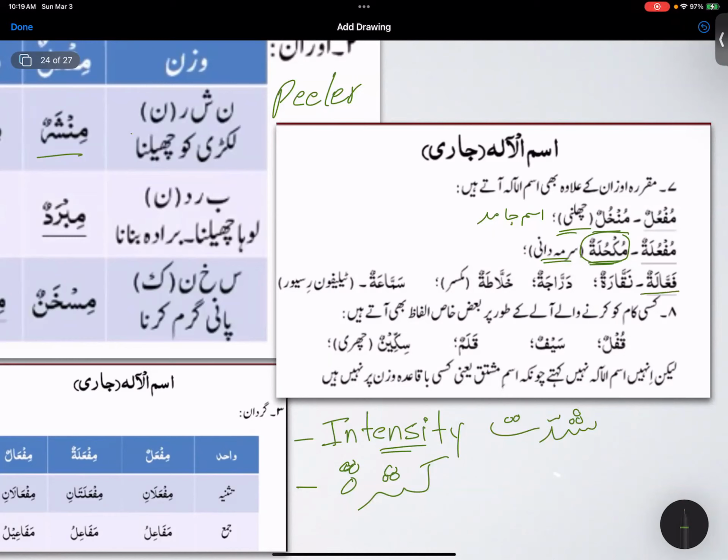Then fa'alatun, which could be naqaratun. We know Urdu speakers say nakara, right? What is nakara? Dhol. That drum. Even darrajatun is bicycle, right? So a bicycle is basically a tool to take you somewhere, right? Khallatatun, a mixer basically.